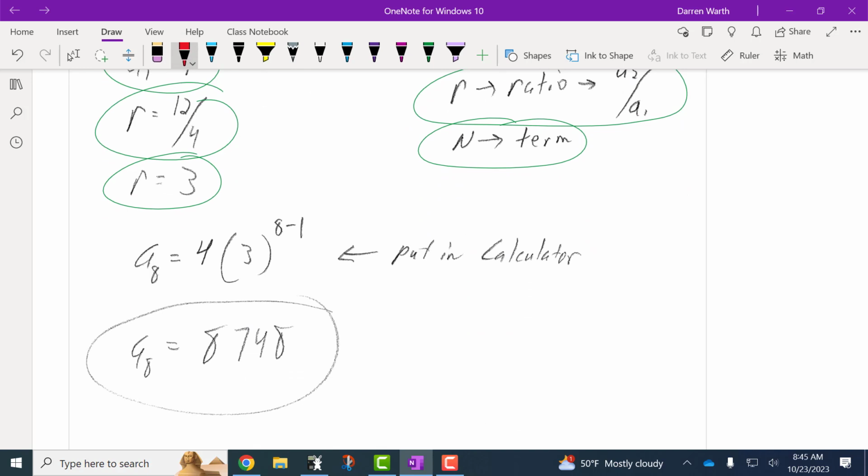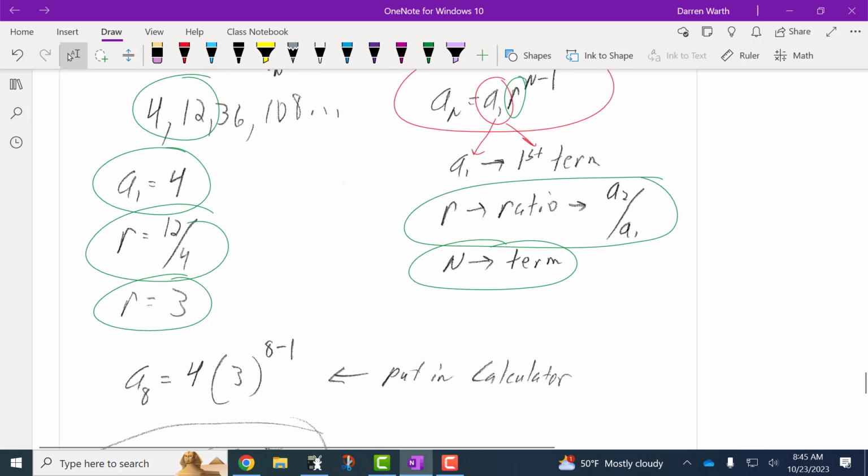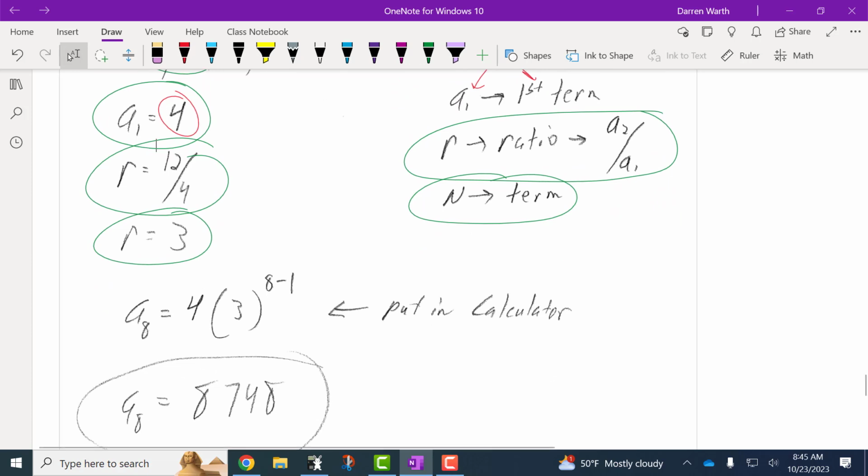So remember, my first term, if you look back up here, was 4. So since that is 4, I'm just going to substitute that in down here. And when I substitute that in here, I get 4 in terms of a sub 1. And then here's my ratio right here, which is 3. And then I'm looking for my 8th term.